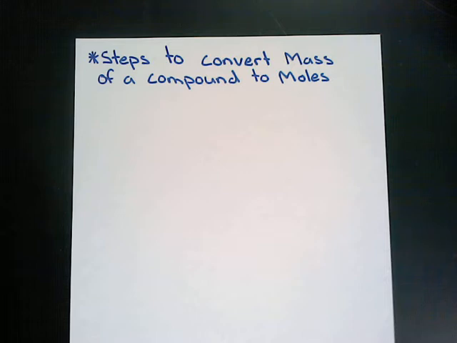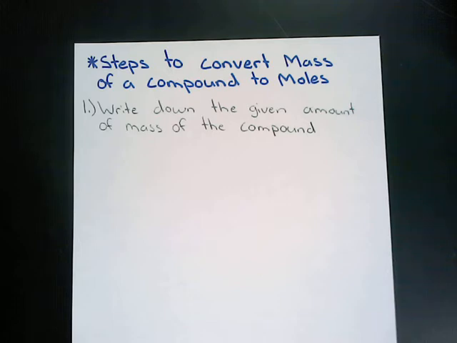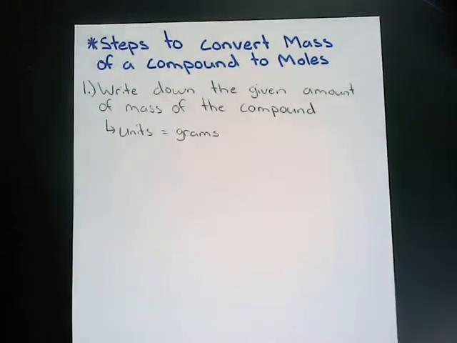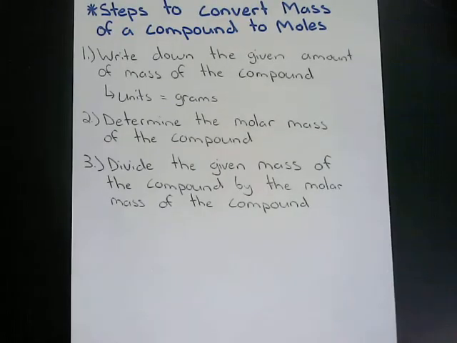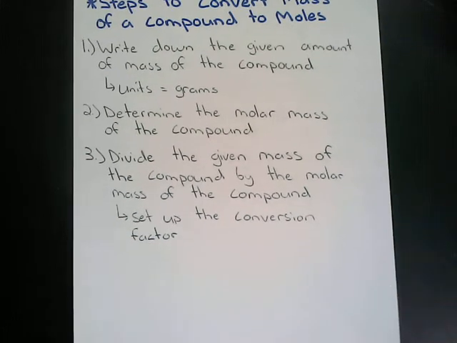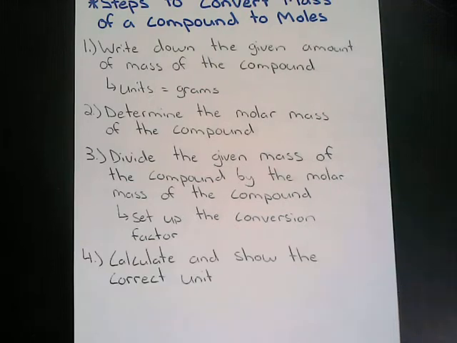Well, it's going to be very similar steps here, but the first thing that we need to do is write down the given amount of mass of the compound. Now, the units for mass here should be in grams. The second step is to determine the molar mass of the compound. Again, that's what we've been doing the past couple of examples. The third step is to divide the given mass of the compound by the molar mass of the compound. Step 3, once again, is basically saying set up that conversion factor. And then the fourth and final step is to calculate and make sure you show the correct unit. Now the correct unit should be in moles of the compound.